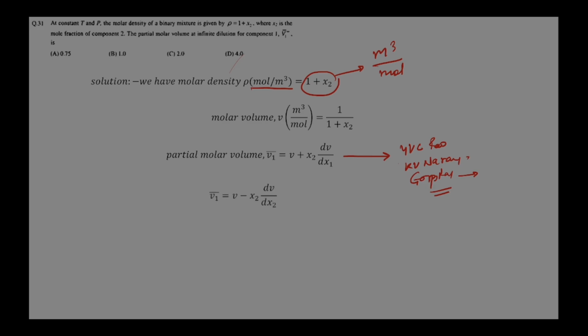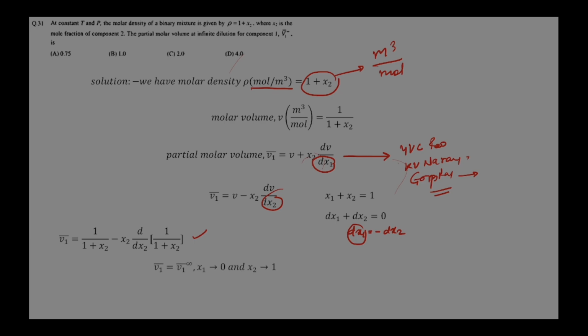So V1 bar equals V minus x2 dV by dx2. Now what we have done, see, this is dx1 and this is dx2. How? x1 plus x2 is equal to 1, differentiated, dx1 plus dx2 equal to 0, so dx1 is equal to minus dx2. So when I replace dx1 with minus dx2, a minus sign will come here. Okay, now putting the values.